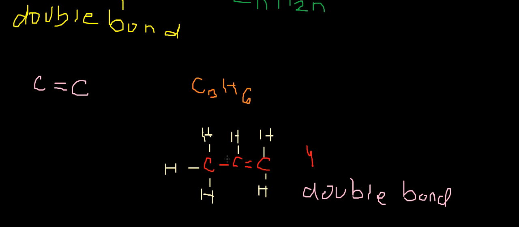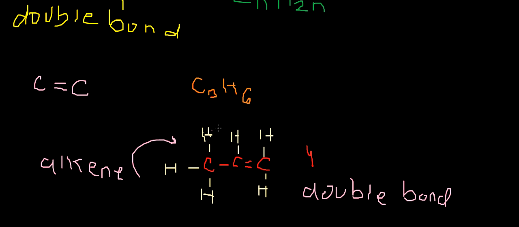Now why don't these two share? First of all, the outermost shell is complete here, and this is also complete because it has 3 hydrogen atoms and one carbon atom, so four electrons are being shared, and the outermost shell is complete. So when there exists a double bond between two carbon atoms, then we say it is an alkene. So C3H6 is an alkene.